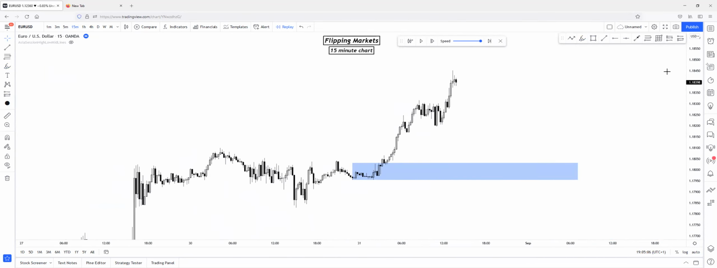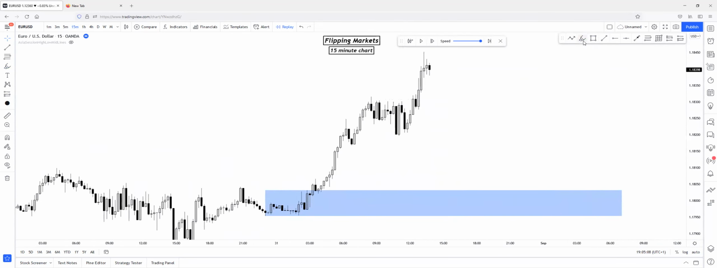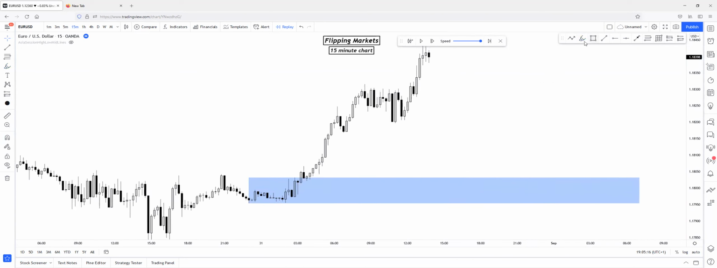And as you can see, this was the 4-hour zone that created the last 4-hour high. On the 15-minute, the pullback already started. We have the last candle. And let's see what happens. We can actually refine this zone on the 15-minute to this wick here.